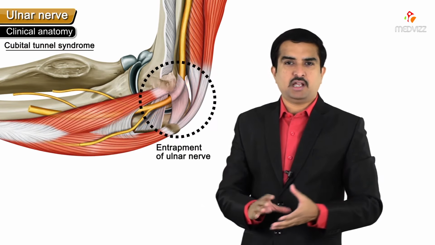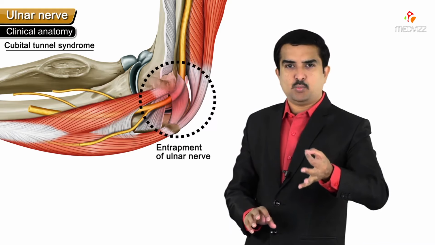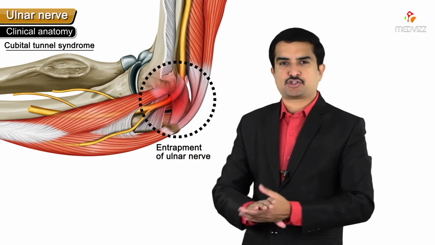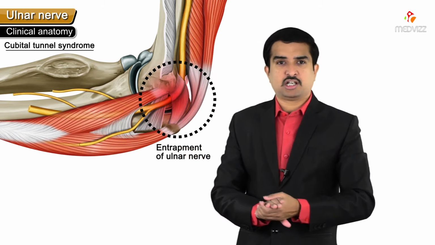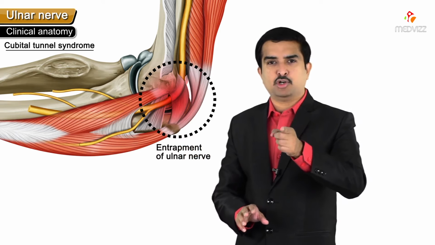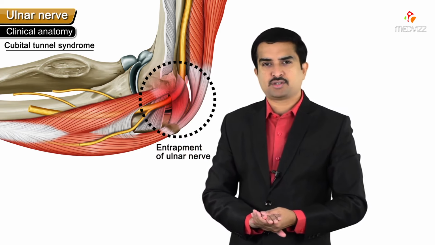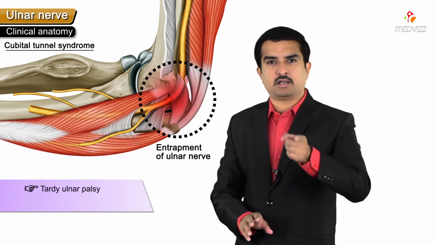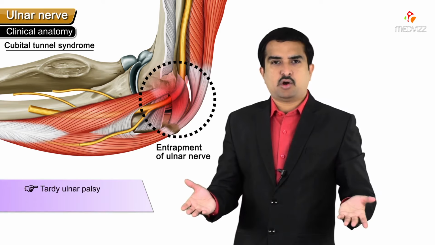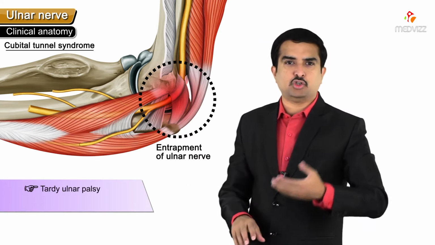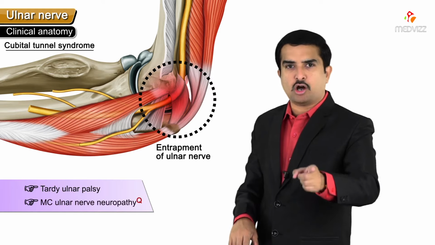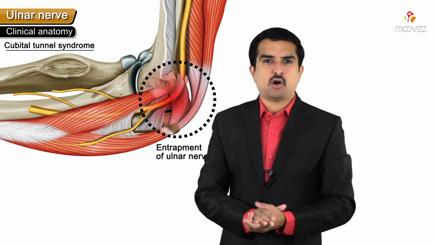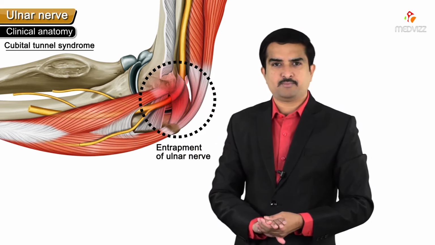Entrapment of the ulnar nerve occurs when the nerve is compressed, typically at the elbow or maybe at the wrist. As I already mentioned earlier, compression of the nerve at the elbow is pretty common when compared to that of the wrist. Compression of the nerve at the elbow is called tardy ulnar palsy. Nowadays we call the same tardy ulnar palsy the cubital tunnel syndrome, which is the most common ulnar nerve neuropathy. So what might be the causes of cubital tunnel syndrome here?